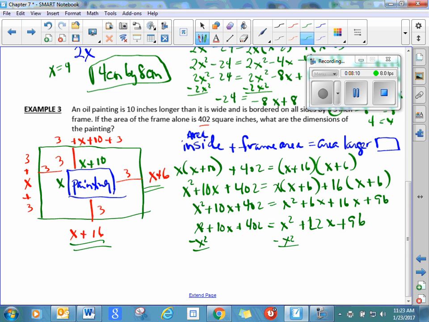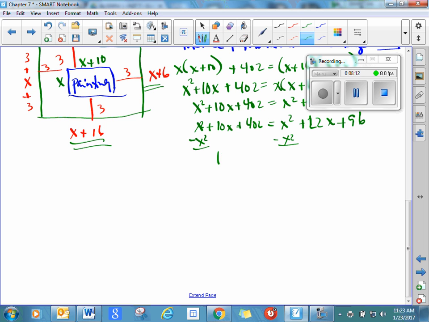Subtract x squared from both sides, and I've got 10x plus 402 equaling 22x plus 96. So maybe I'll get the x's together.